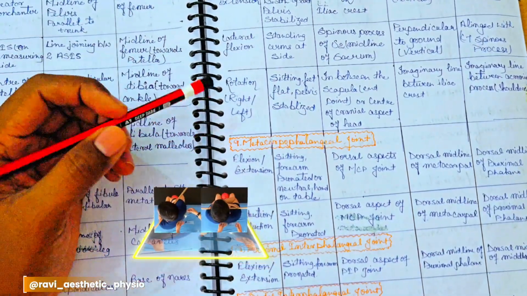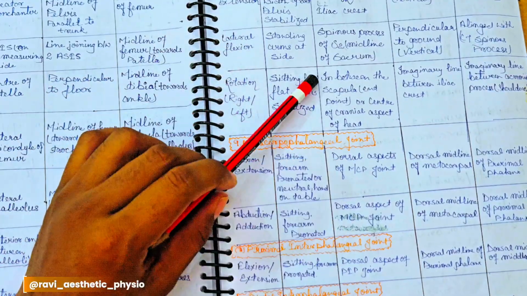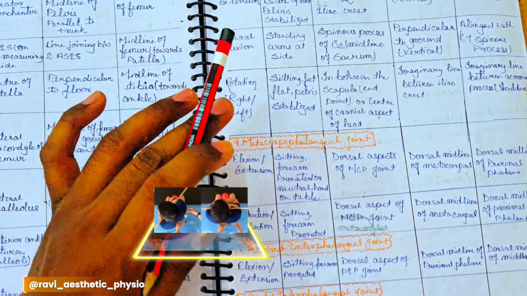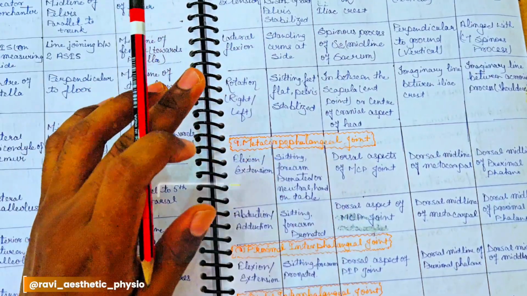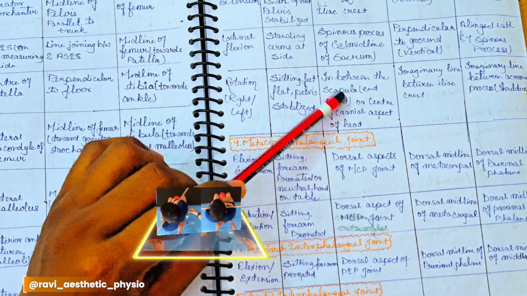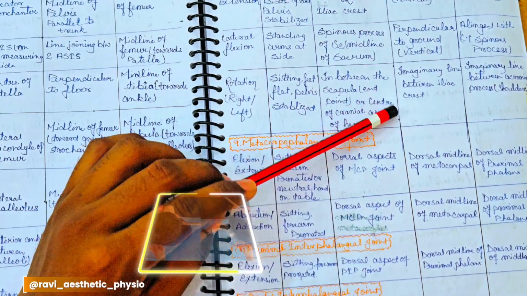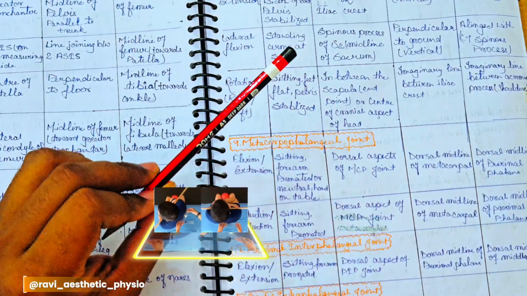Rotation, left to right. So patient position is to be sitting, feet flat, pelvis stabilized. Fulcrum is placed in between the two scapulae, so you can easily measure the rotation of the thoracolumbar spine, or at the center of the cervical aspect of the head. Next, the stationary arm is an imaginary line between the iliac crests. You have to imagine the line moving either to the left or to the right.